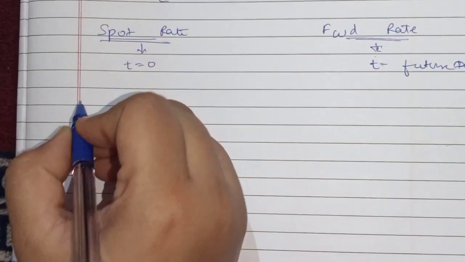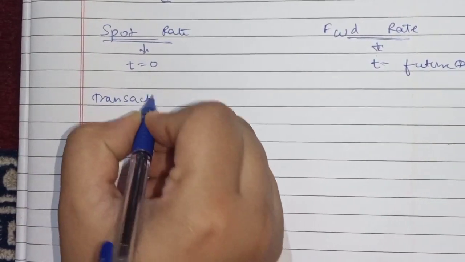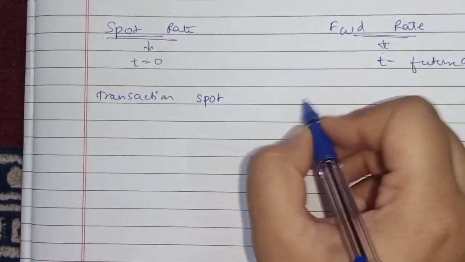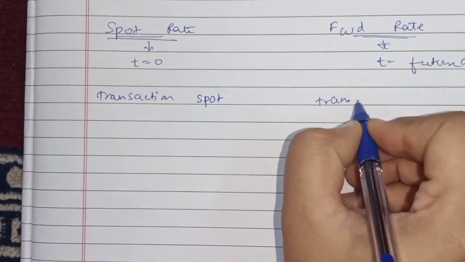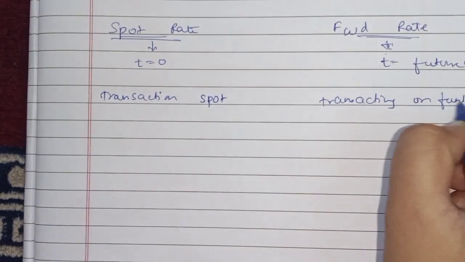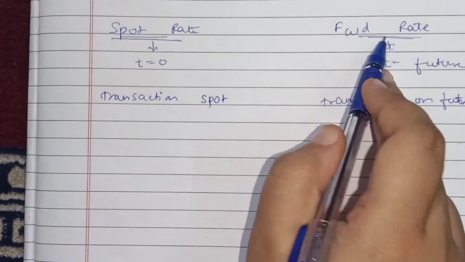So to summarize, you can write it as transaction. For transacting at spot, you will use the spot rate, and for transacting on a future date, you will use the forward rate.